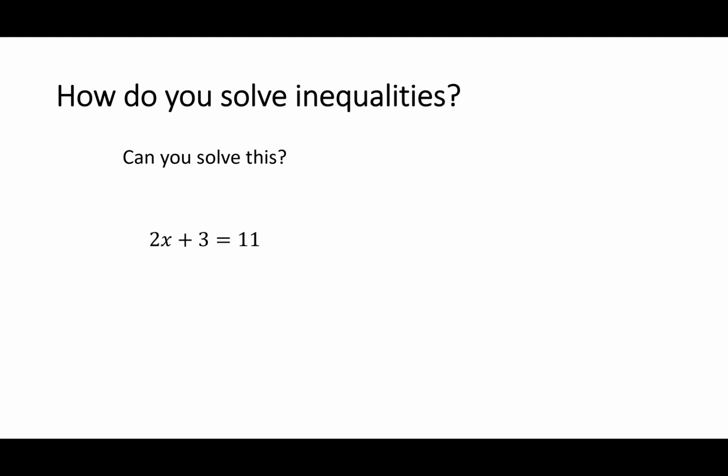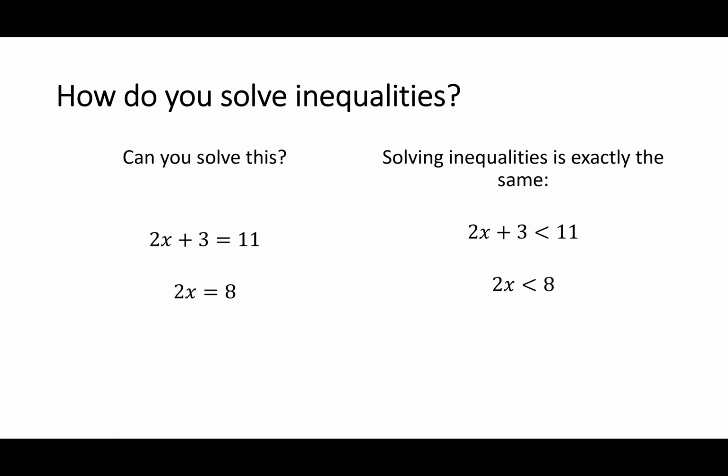2x plus 3 equals 11. To solve for x, we want the x's on the left-hand side and the numbers on the right. To move values across an equal sign, we do the opposite. 2x plus 3 equals 11. When we're solving inequalities, we do it in the exact same way. Let's have a look.